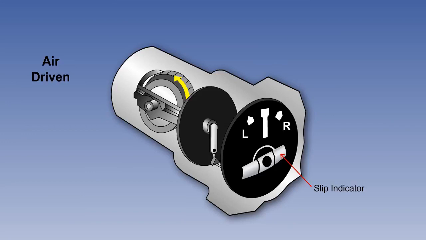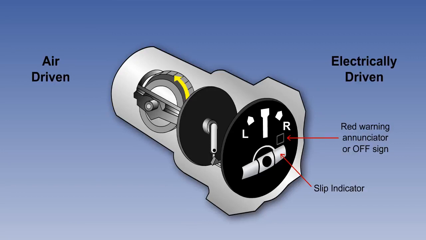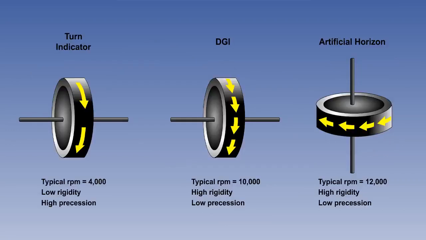The rate gyro may be air-driven or electrically driven. In the electrically powered instrument, a red warning flag or off sign on the face of the instrument will indicate if the power to the instrument has failed. The rotor RPM is low compared to the DGI and artificial horizon rotor speeds, because the turn indicator uses the gyroscopic property of precession to measure rate of turn. Lower spin speed means less gyroscopic rigidity, giving greater precession, so a high rotor speed is not required.